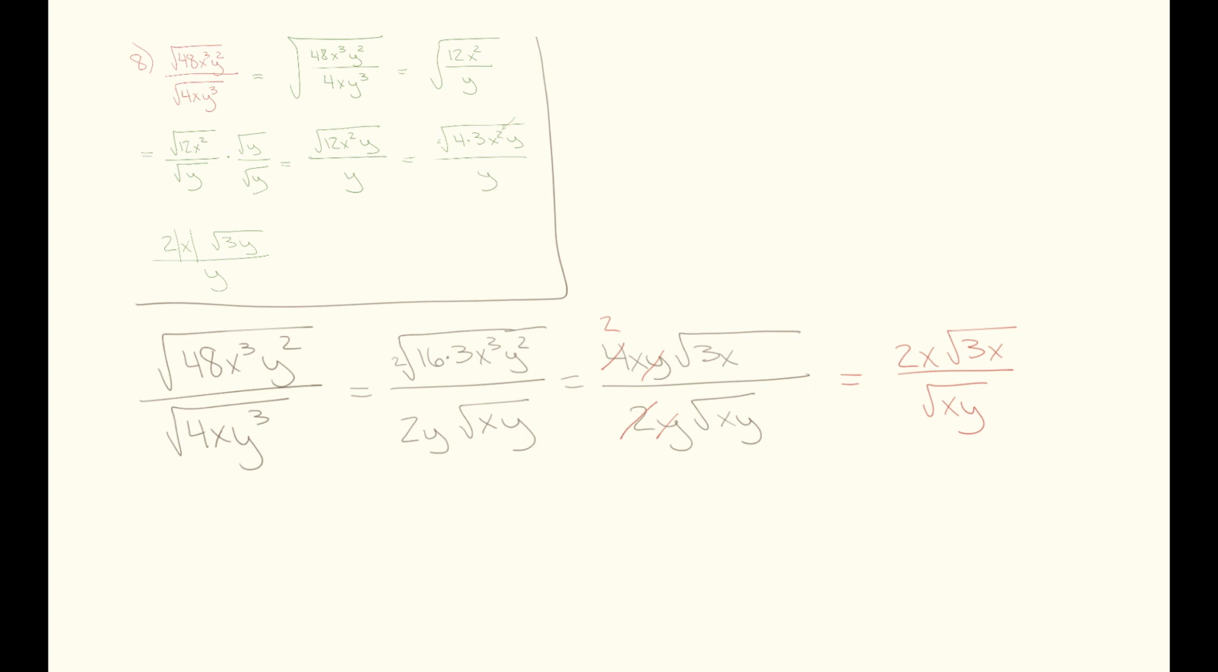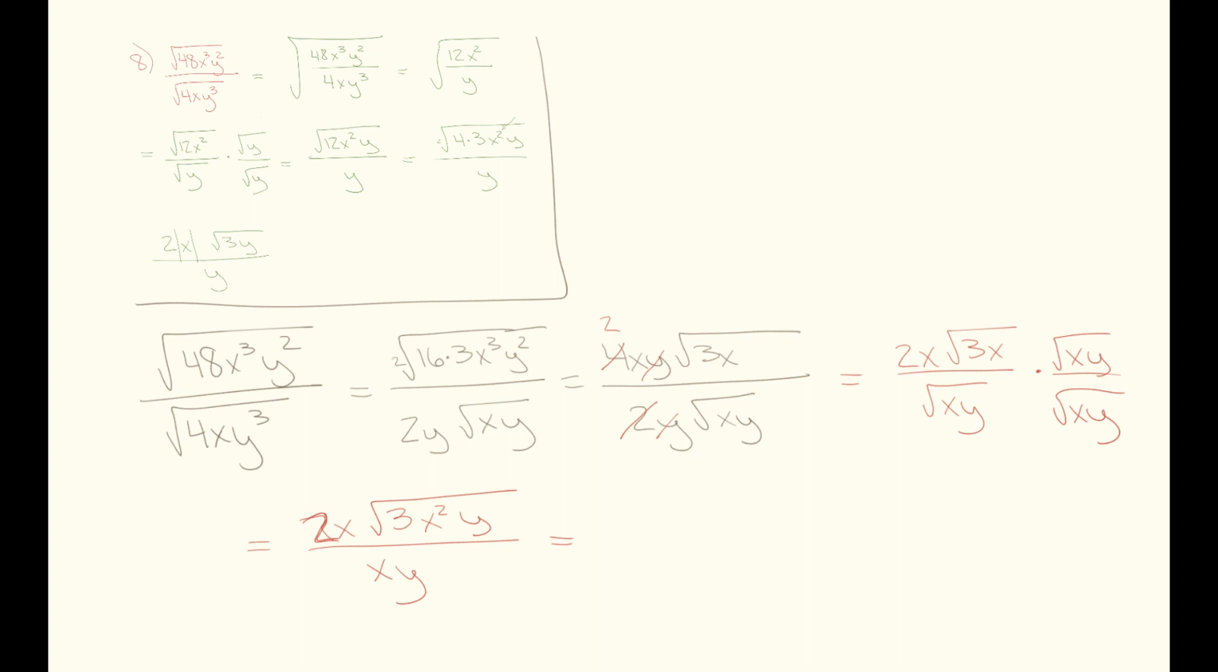Now I can multiply top and bottom by the square root of xy. When I do that, I would get 2x, and then I multiply all the inside stuff. So 3x times x would be x squared over y, and then I would just have x and y on the bottom.